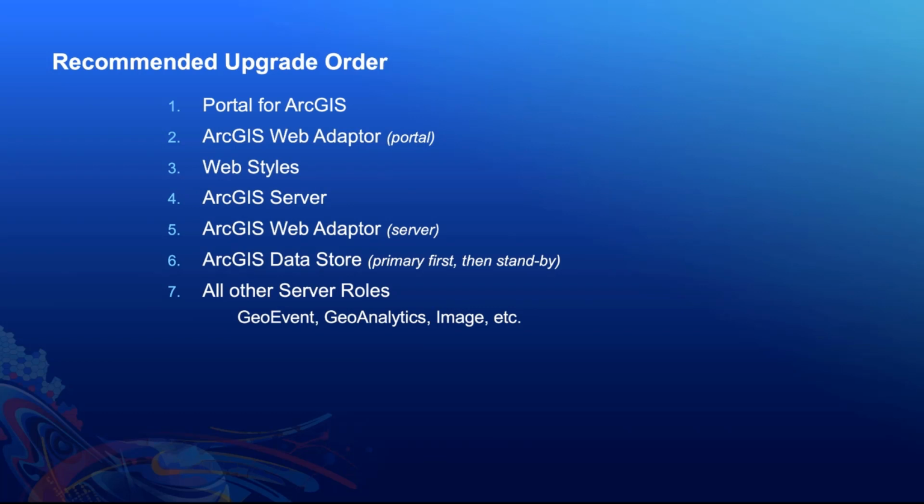When upgrading your ArcGIS Enterprise, it's recommended to upgrade the components in this order. First, the portal for ArcGIS, then the ArcGIS Web Adaptor for portal for ArcGIS, any web styles, ArcGIS Server, ArcGIS Web Adaptor for ArcGIS Server, ArcGIS Data Store, then all the other server roles you may have in your environment. I'm now going to turn this over to Mark to go into more detail and demo each of these upgrade options.